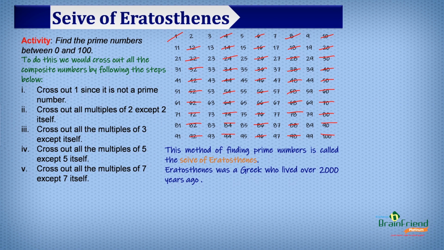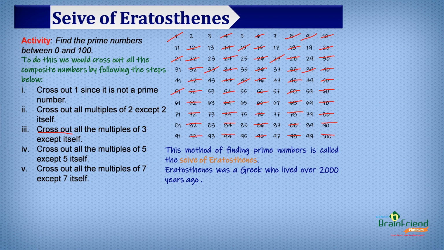The next instruction says, cross out all the multiples of 3 except 3 itself. Apart from 3, we'll move on. 6 has been crossed out. 9, we cross 15. 18 has been crossed. We cross 21. 24 has been crossed. We cross 27. 30 has been crossed. We cross 33. 36 has been crossed. We cross 39. 42 has been crossed. We cross 45. 48 has been crossed. We cross 51.